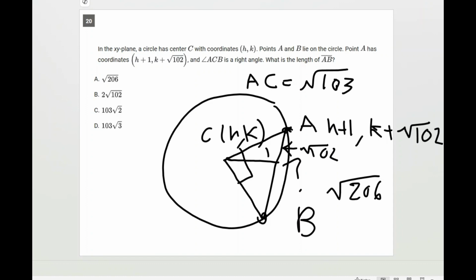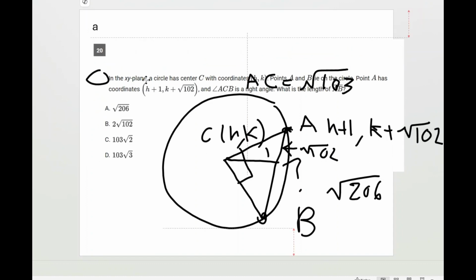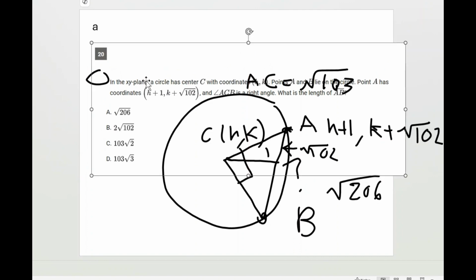And so now you can compare to the answer choices. And obviously, there's only one answer choice over here that matches our answer. That's A. So let's check. There we go. We got it right.